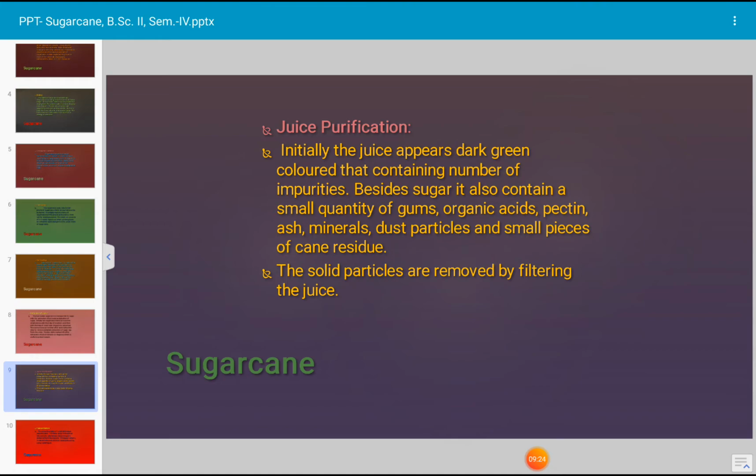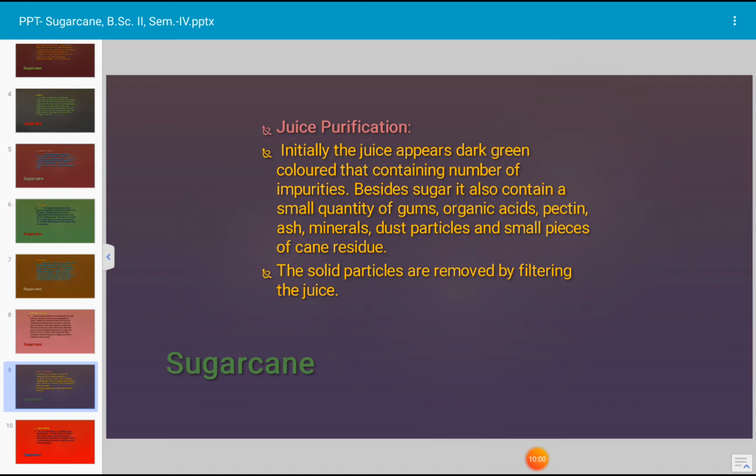Initially, the juice appears dark green colored, containing a number of impurities. Besides sugar, it also contains a small quantity of gum, organic acid, pectin, ash, minerals, dust particles and small pieces of cane residue. The solid particles are removed by filtering the juice. After filtration, the juice is heated to coagulate the proteins. The organic acids are neutralized by adding lime into the juice.